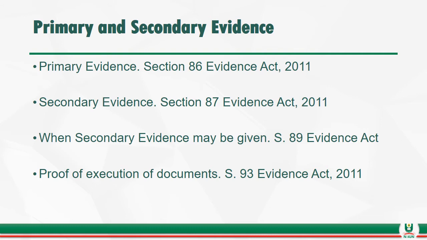Now, let us look at section 93 of the Evidence Act. It said, if a document is alleged to be signed or to have been written, wholly or in part, by any person, the signature or the handwriting of so much of the document as is alleged to be in that person's handwriting must be proved to be in his handwriting. So that section provides for how documents are proved to have been executed.